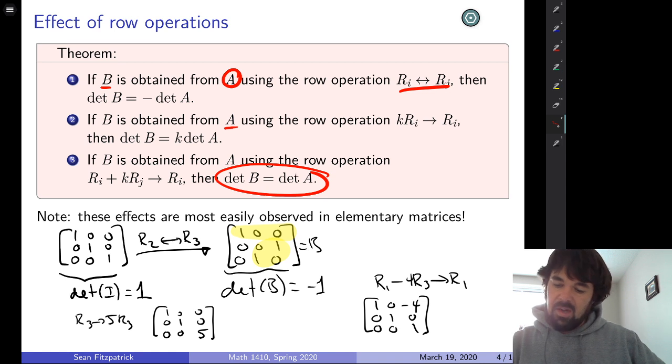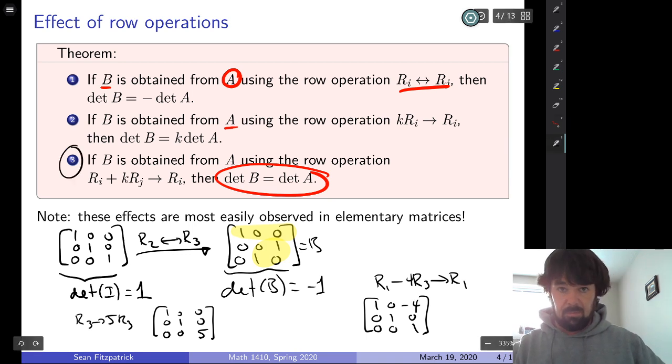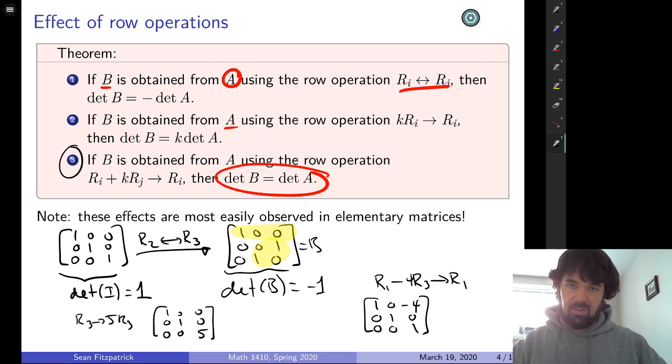The main takeaway that I want most people to have is, if you're actually just computing a determinant, stick to this third type, right? Because it doesn't change the determinant, and it makes zeros. And the more zeros you have, the less you have to calculate. That's the philosophy you probably want to have here.